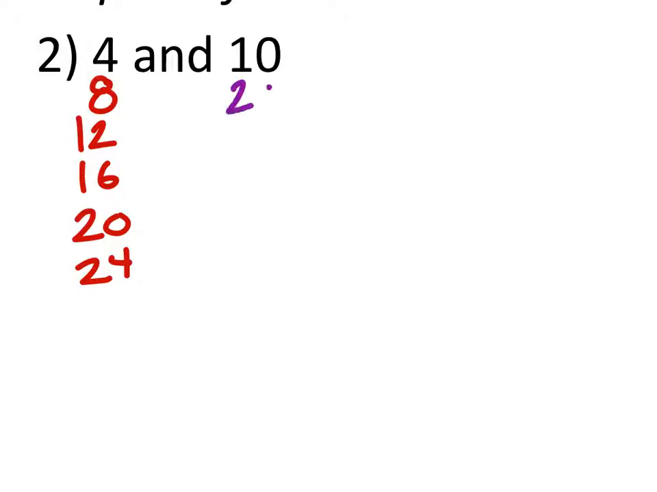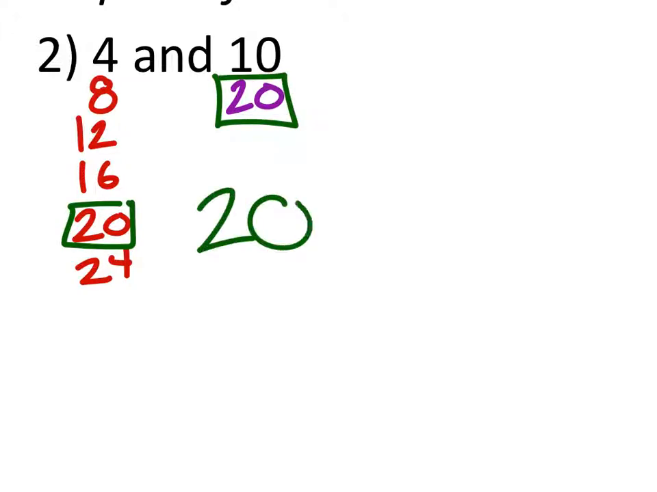So let's look at multiples of 4 first. I got 4 plus 4 is 8, plus 4 is 12, plus 4 is 16, plus 4 is 20, plus 4 is 24. You notice 20 is in there, which is automatically a multiple of 10. So 10 and then 20. There it is. The 20s are common multiples, and to me it looks like that is the least, so 20 would be our final answer here.